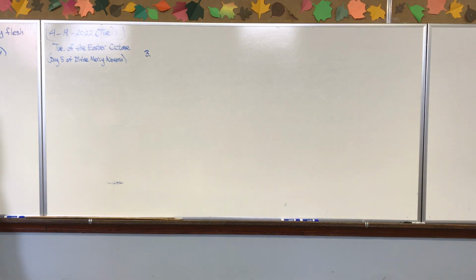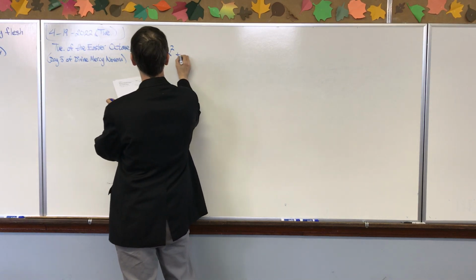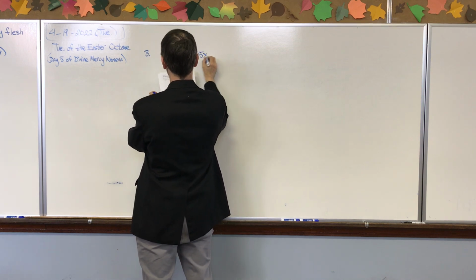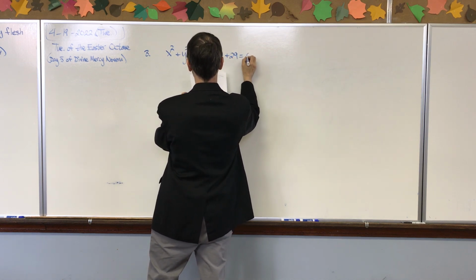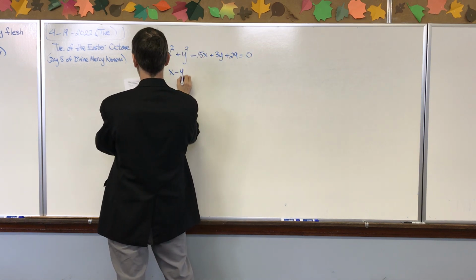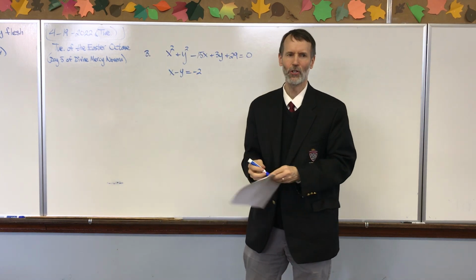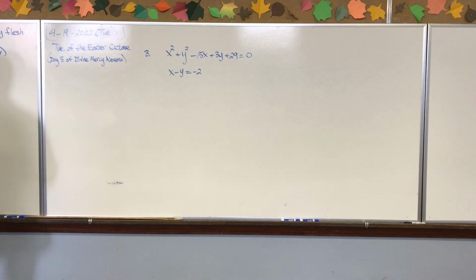Okay, here's the problem. We've got x squared plus y squared minus 15x plus 3y plus 29 is equal to 0. And the other one is x minus y equals -2. First things first, can somebody tell me what shape the top equation is? Just by looking at it.